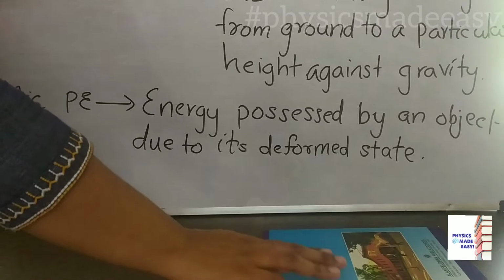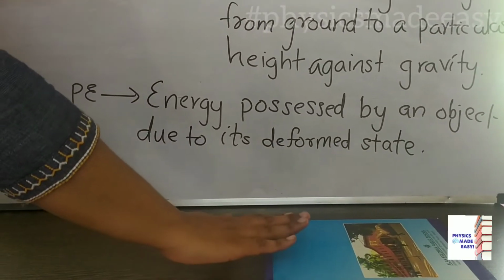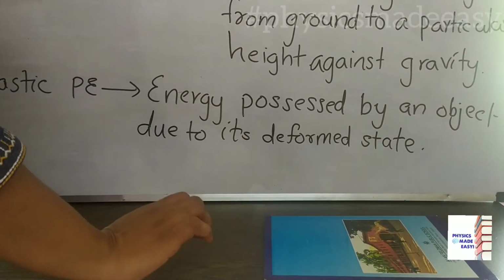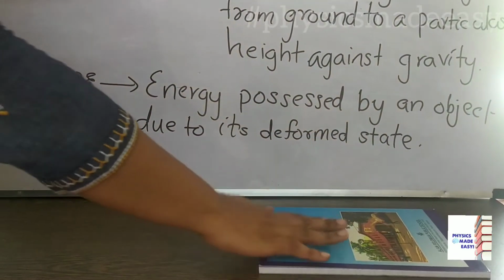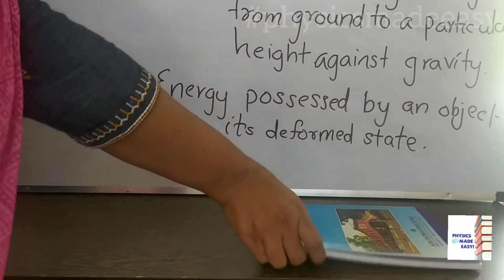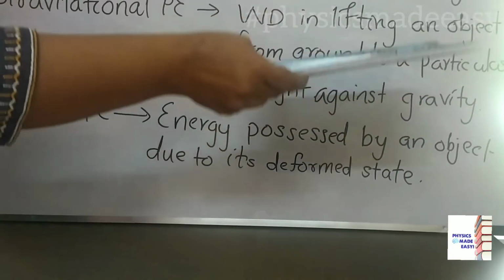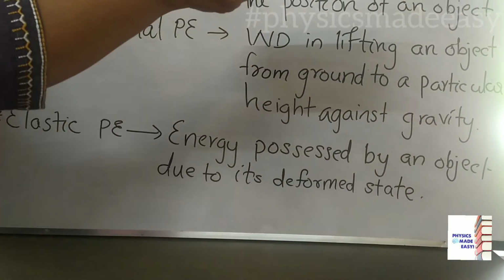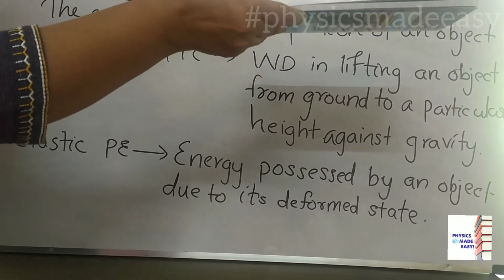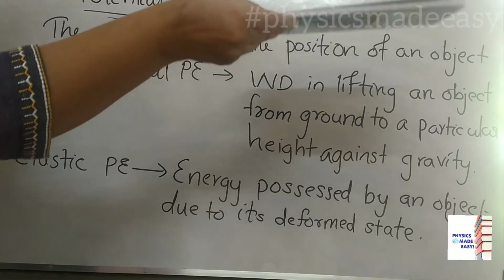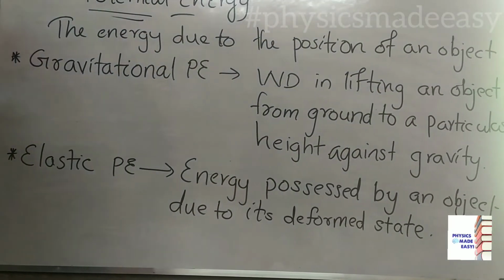Here you can see a book. Now this book is at a particular height from the ground. You leave it, and now you can see the book on the table. Now I am lifting this book against gravity, and now you can see this book at a particular height. This is known as gravitational potential energy.